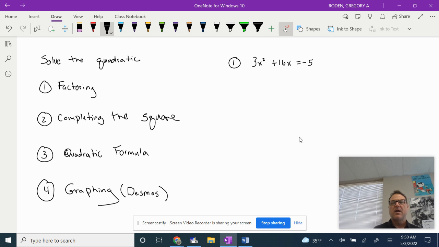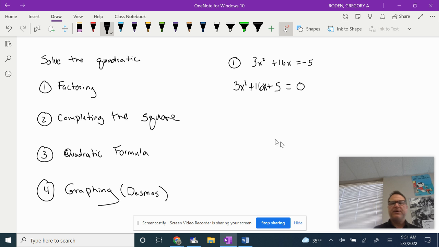Okay. All right. So the first thing we're going to do is set it equal to 0. So I'm going to take 3x squared plus 16x, and I'm going to add 5 to both sides to move it over and set it. Not 16. Sorry. Okay. Now, here's the deal.